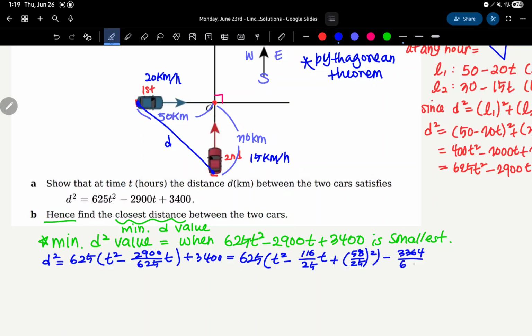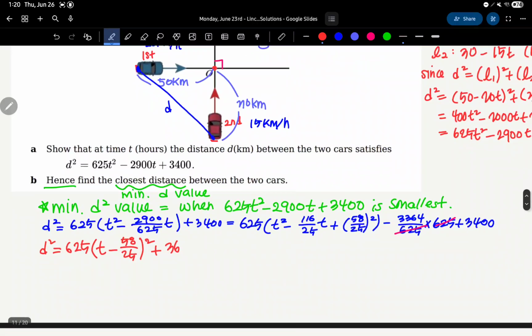So it's going to look like 3,364 over 625 times 625 plus 3,400. So notice how the 625 will cancel out. So we only do minus 3,364 plus 3,400. So what does that look like? That looks like d squared is equal to 625 parentheses t minus 58 over 25 squared plus 36.